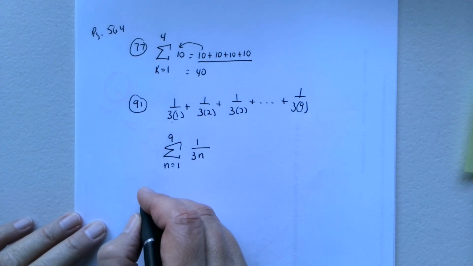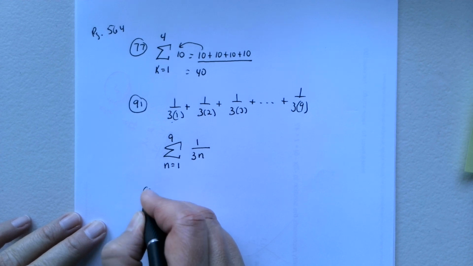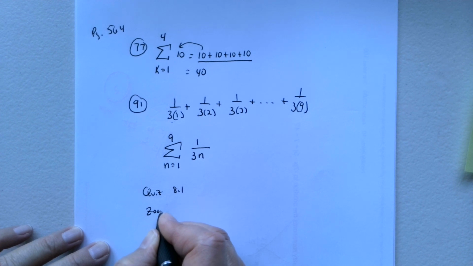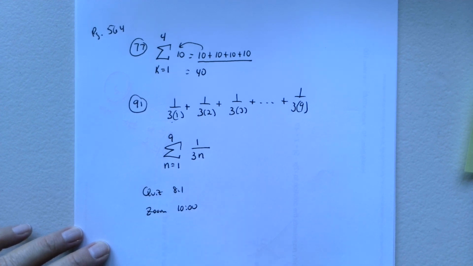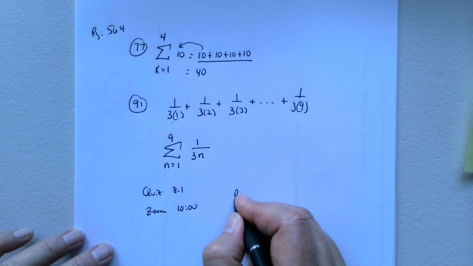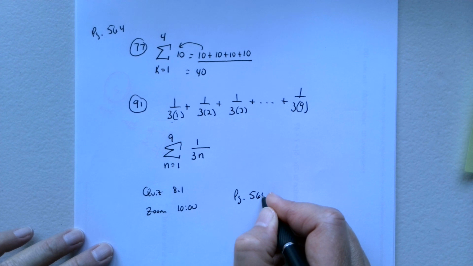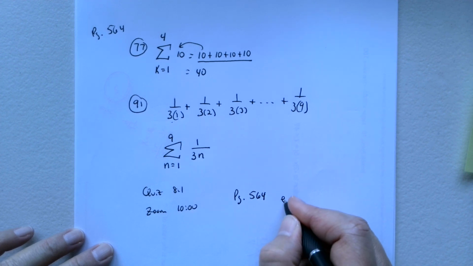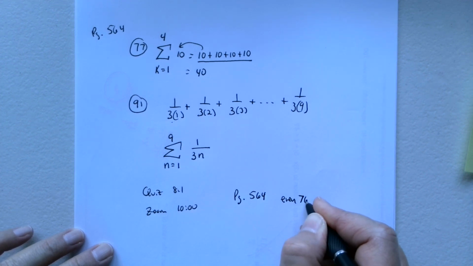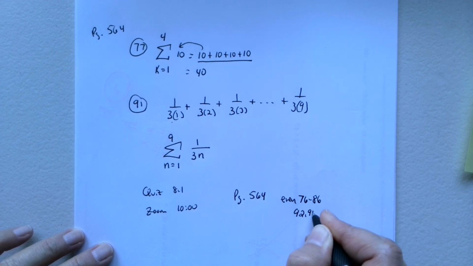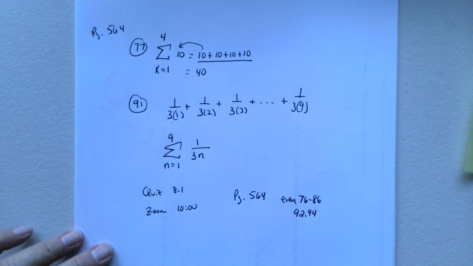All right. So remember that tomorrow we're going to have our quiz over 8.1. Zoom is at 10 o'clock if you have any questions. And at 10:30 I will open the quiz. Your work for today is on page 564. I want you to work the even 76 through 86, 92, and 94.